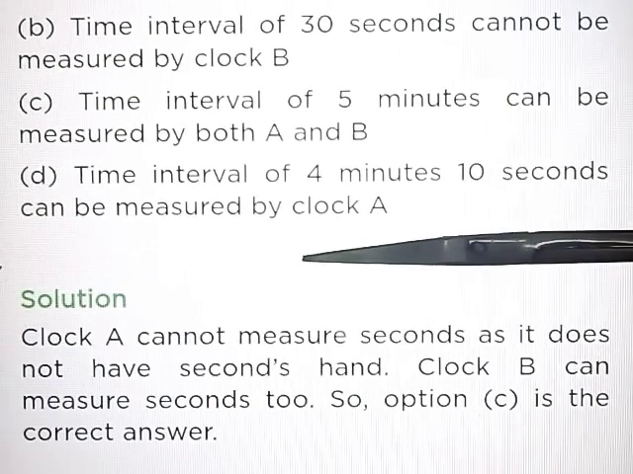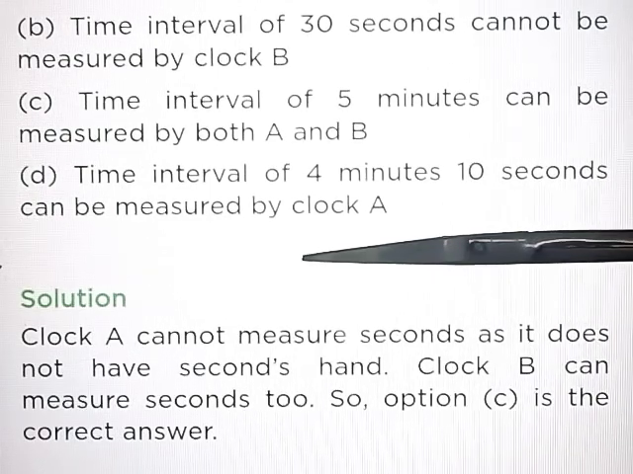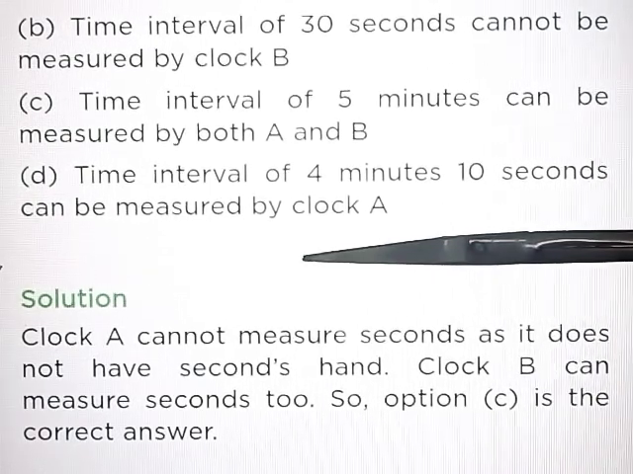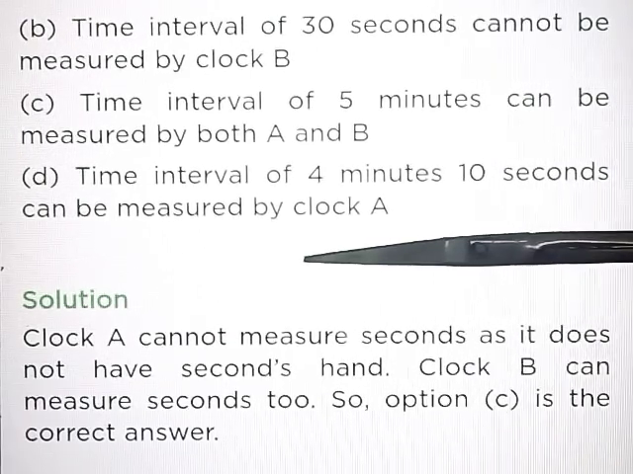Answer, clock A cannot measure seconds as it does not have a seconds hand. Clock B can measure seconds too. So option C is the correct answer.